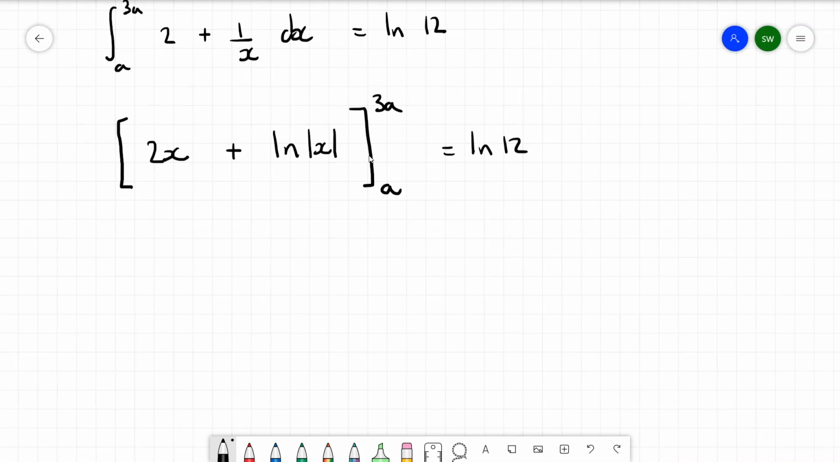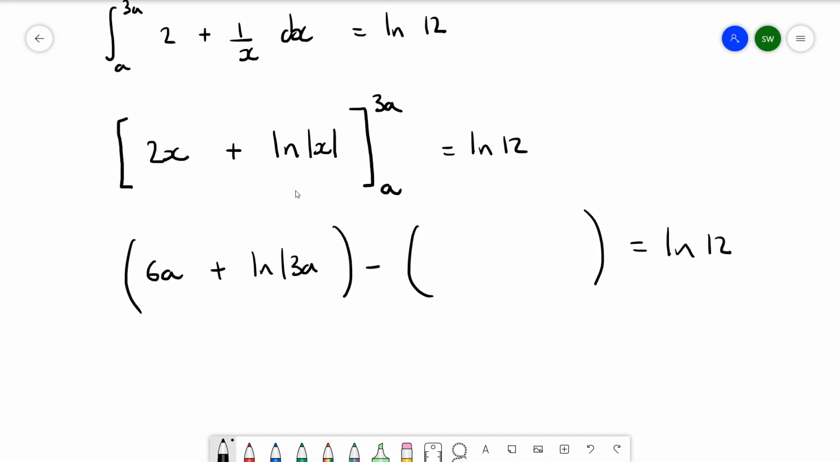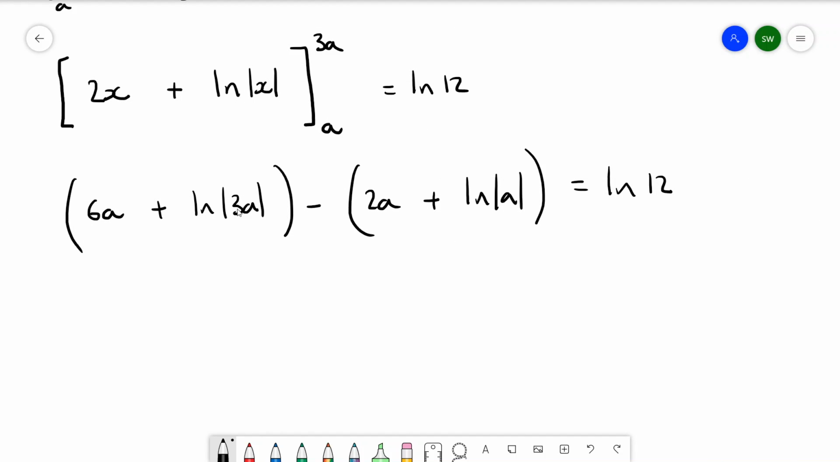So at this point, we can work out what the definite integral is by subbing in the top limit and then subtracting what we get when we sub in the bottom limit. So if we sub in the top limit, we're going to have 2 times 3a, which is 6a, plus log of 3a. And if we sub in the bottom limit, we're going to get 2a plus log of a. Now, we're actually told in the question that a is a positive constant, so we don't need the absolute value symbols here because we know that a is always going to be positive. So we can simplify this to 4a plus log 3a and then minus log a equals log 12.